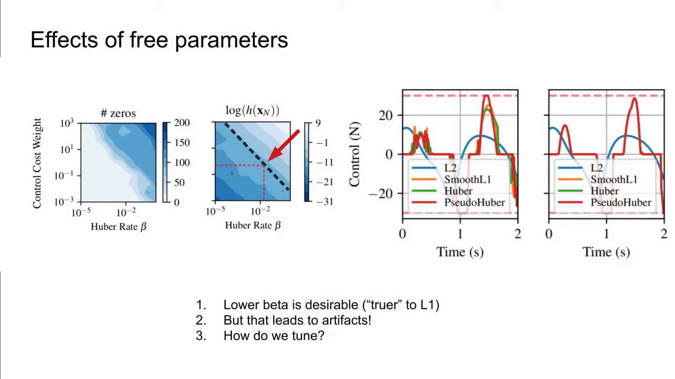As we see, increasing lambda leads to more sparsity, which is expected. However, it also leads to a lower task cost, which is also expected as lambda is the mixing parameter. We also notice that for smaller beta, we need bigger values of lambda to achieve a similar level of sparsity. Since the larger weight, however, leads to more aggressive controls, we see control artifacts on the right.